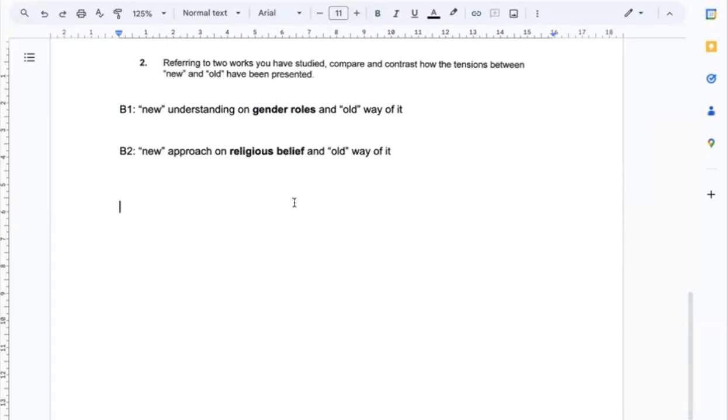Body 2 can talk about the new approach on religious belief and the old way of it, because some literary texts present the emergence or influx of new religion compared to the traditional one. Lastly, body 3 can analyze the new definition on one's social identity, like individualism compared to the old way of collectivism, etc.